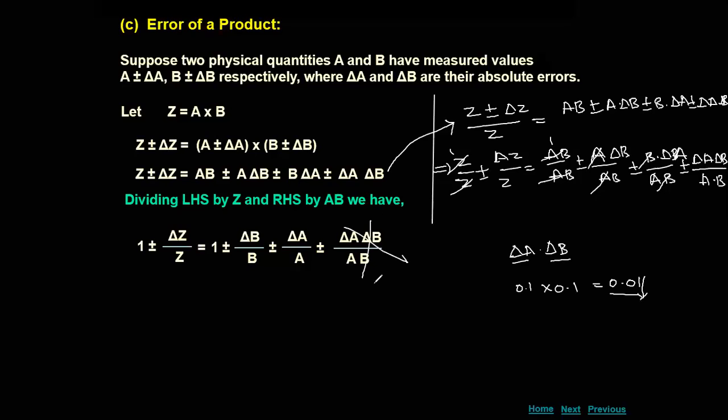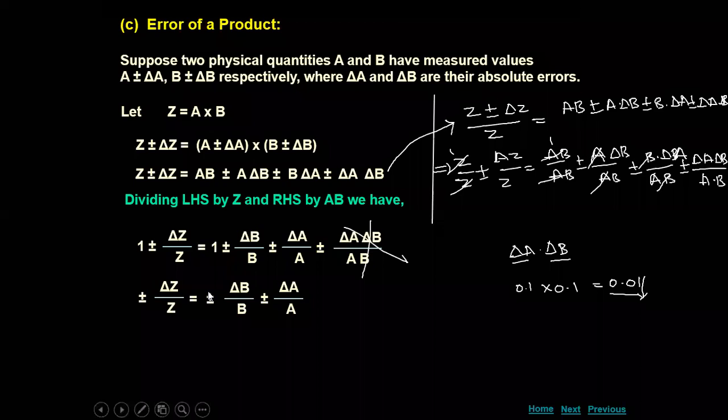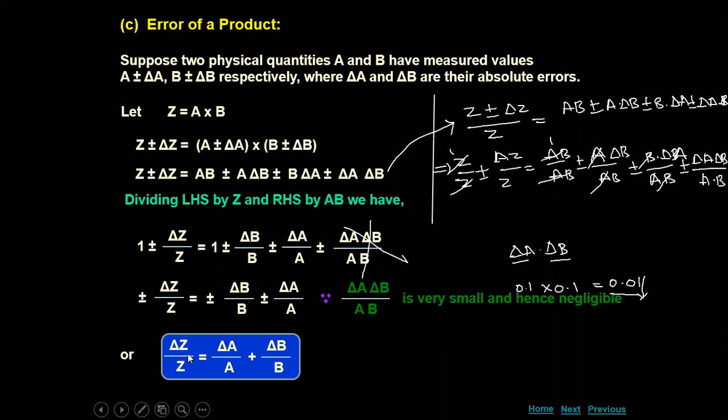So if we neglect that in the next step, what happens? This one also can be cancelled out. On both sides one is there. Plus or minus delta z by z is equal to plus or minus delta b by b plus or minus delta a by a. Anyhow, plus or minus is there on both sides. If I take it out common, directly what do we get? I have explained why we have neglected that term, since I have written it there. Next, what we will end up with is delta z by z is equal to delta a by a plus delta b by b. We can end up with this from here.